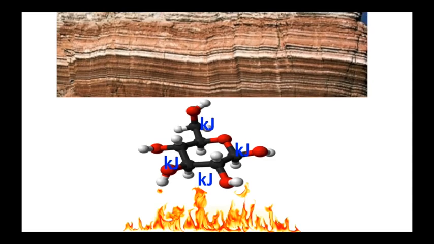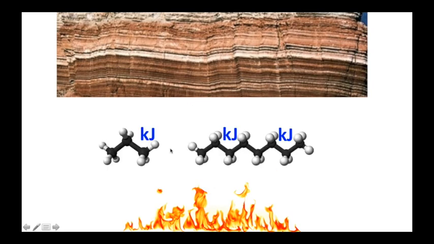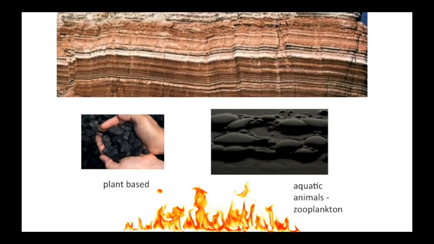Of course you know that this takes millions of years, this compression and heating, this slow cooking and pressure. This molecule gets transformed into all of these other molecules, these hydrocarbons, and that's where our hydrocarbons come from. Notice the kilojoules in those molecules originally came from the sun. They're still trapped in those molecules, and those molecules have been changed into coal or crude oil. Coal is based on plants, crude oil is based on zooplankton.